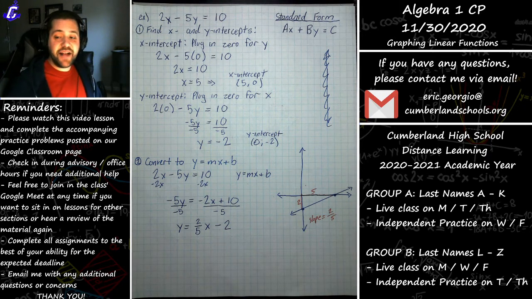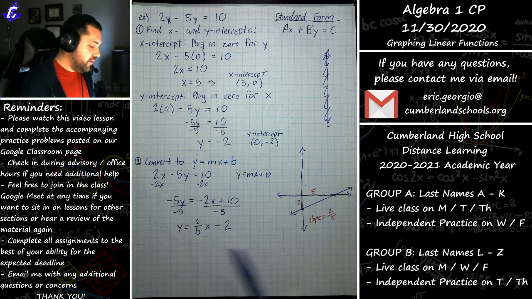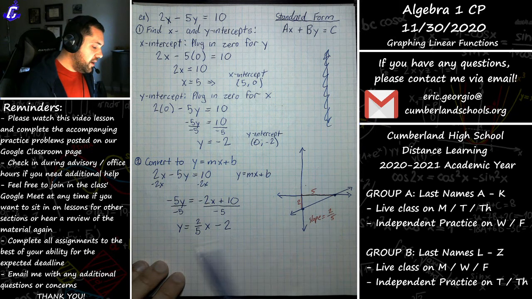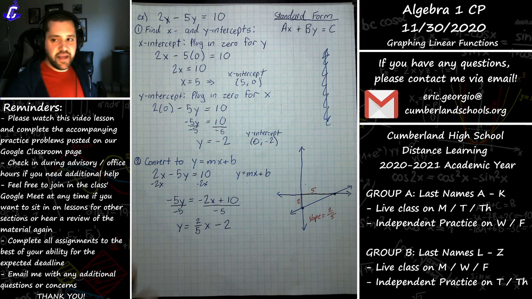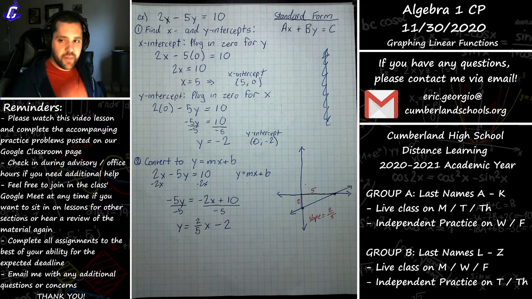And notice that's exactly the graph that we see here. We have our y-intercept of negative 2. My slope is up 2 over 5. And then you could go ahead and sketch exactly the same graph that we just did.